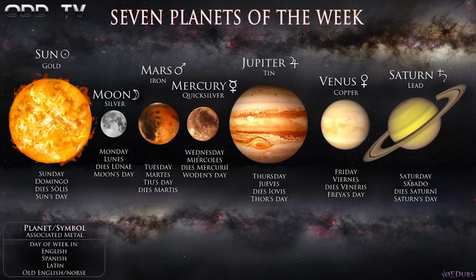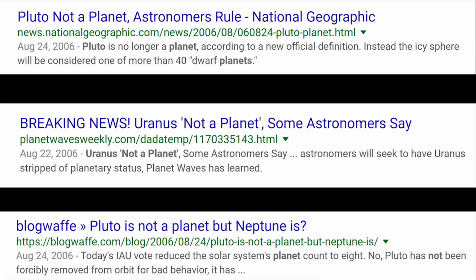You can find the planets of the universe encoded in our weekdays. Sunday is Sun. Monday is Moon. Tuesday is Mars. Wednesday is Mercury. Thursday is Jupiter, Friday is Venus, Saturday is Saturn. All 7 wandering stars are accounted for. You're probably wondering about Uranus, Neptune and Pluto.